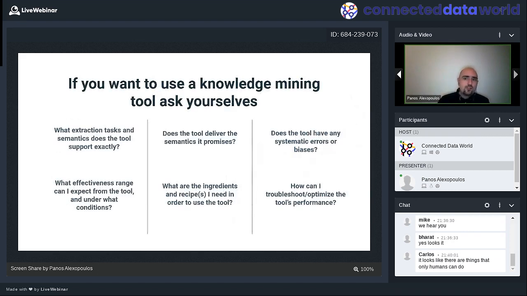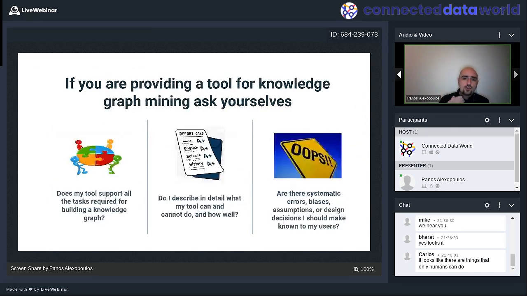So I'm not going to repeat these questions. If you are on the user side and you are evaluating a knowledge mining tool, please ask yourself these questions. And if you're on the other side where you develop a tool for knowledge graph mining, then ask yourselves the following. Does my tool support all the tasks required for building a knowledge graph? It's okay if it doesn't, but don't advertise it as a system that will just build your knowledge graph and you're done, right? You can say that it supports this task under these circumstances.